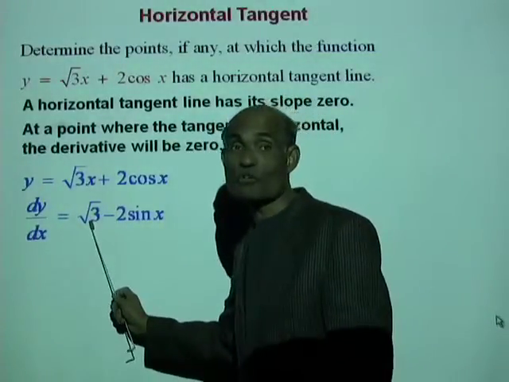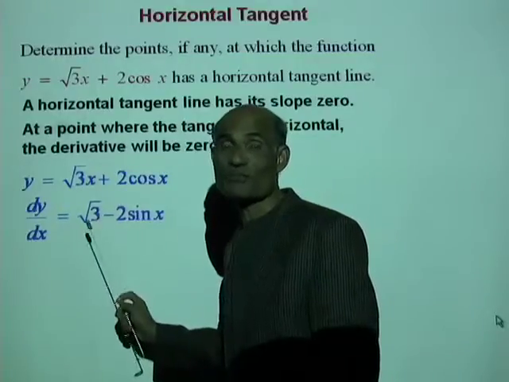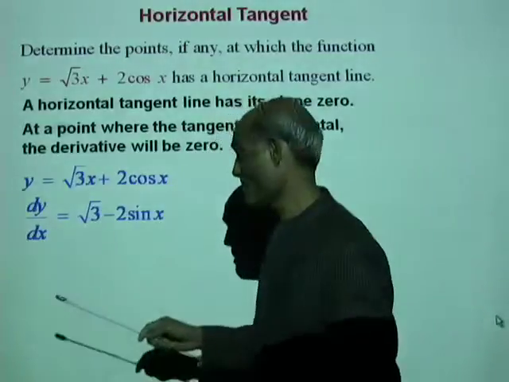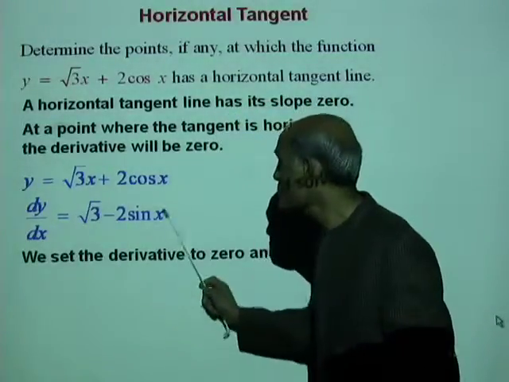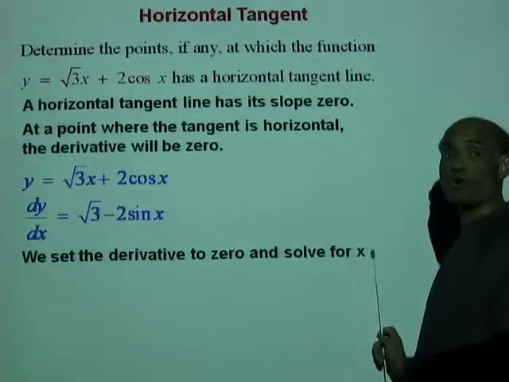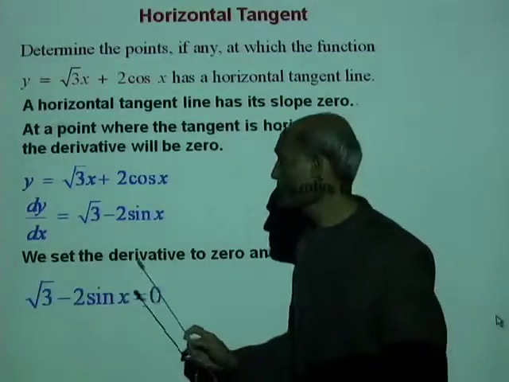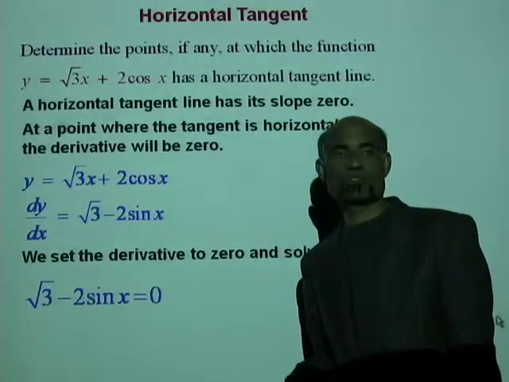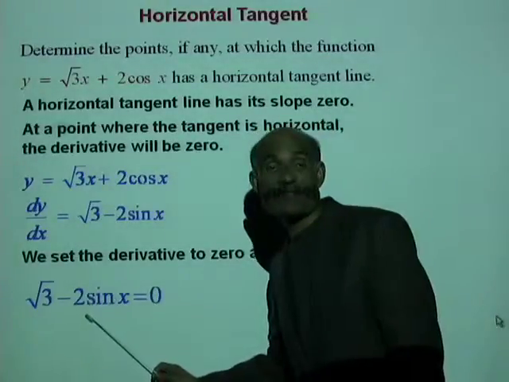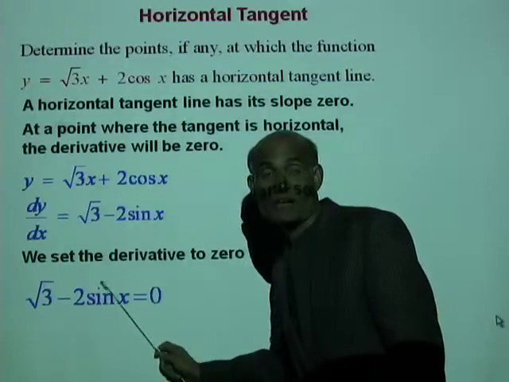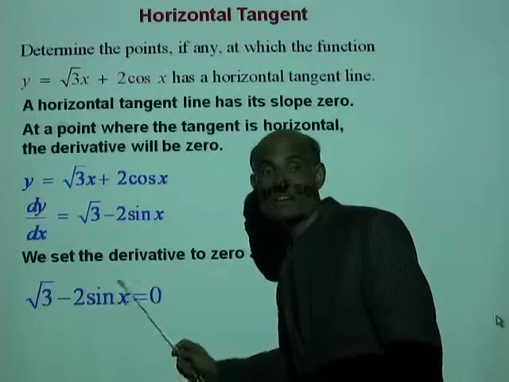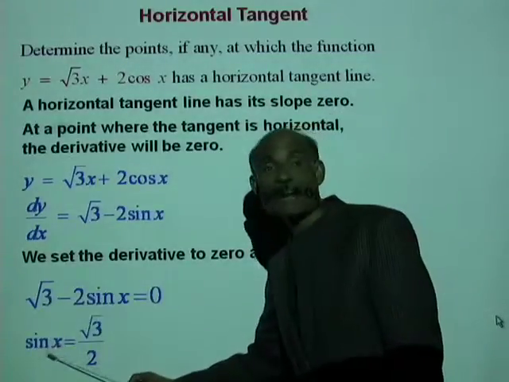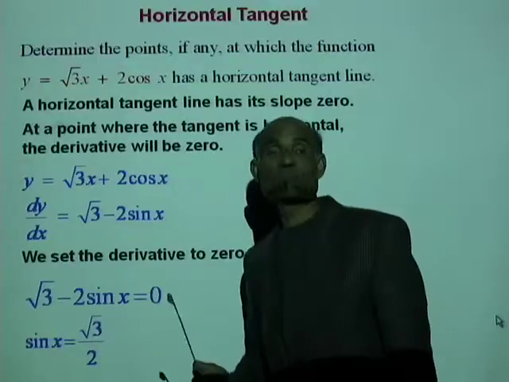Okay, I hope you know how to solve a trigonometric equation. That's the reason why we do a trigonometry course before coming to calculus. Alright, so we set the derivative to 0 and solve for x. That means square root 3 minus 2 sin x equal to 0. And this will give us sin x. Can you solve for sin x? Sin x will be square root 3 over 2. That's right. Sin x is square root 3 over 2.